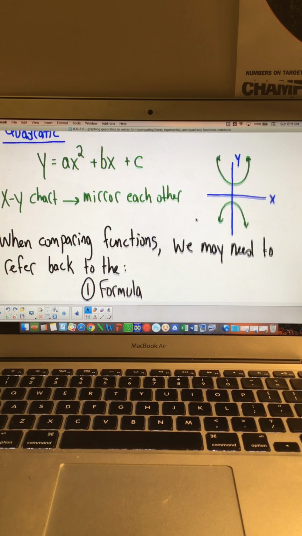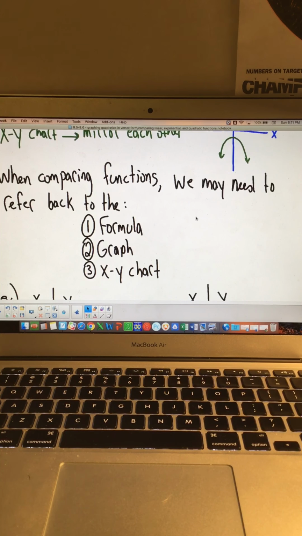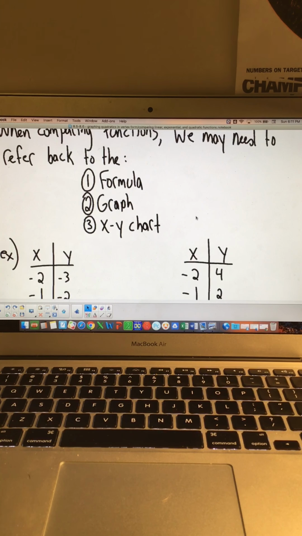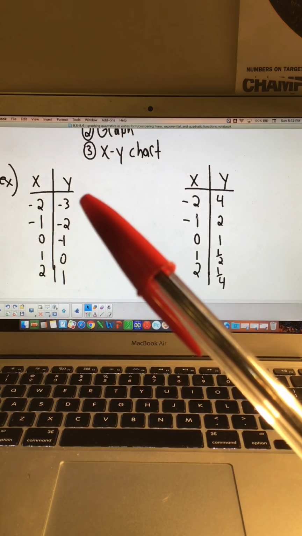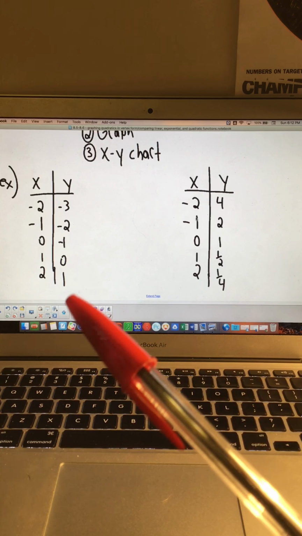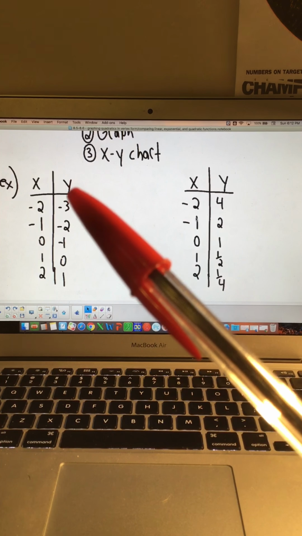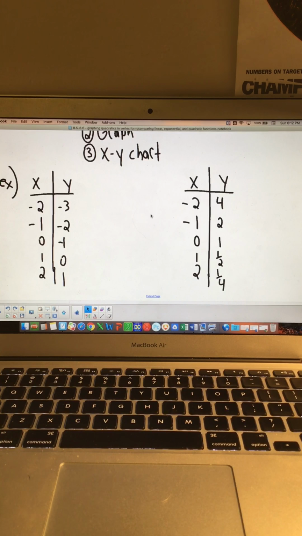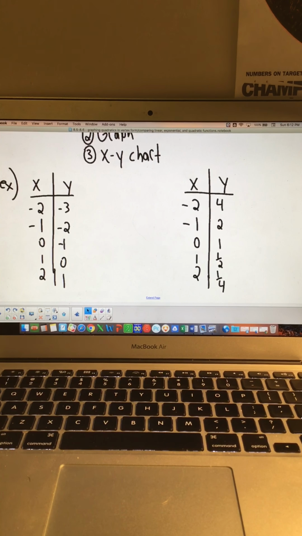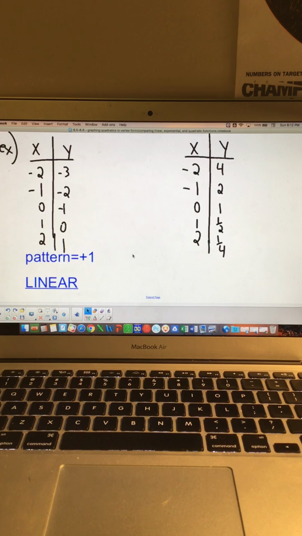So when we're comparing them, we're going to need to refer to those three things. What's the formula? What form is it written in? What does the graph look like? And then what's our x and y chart doing? So for example, if we had these two x and y charts here, this one, I'm looking at the y values. I know that the pattern looks like it's being +1, +1, +1. Because it's plus 1, that's telling me it's linear.